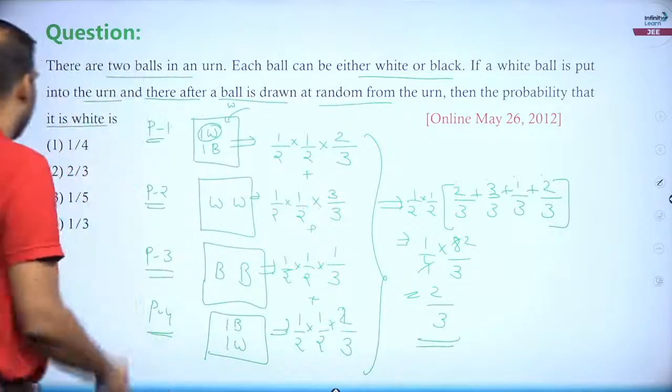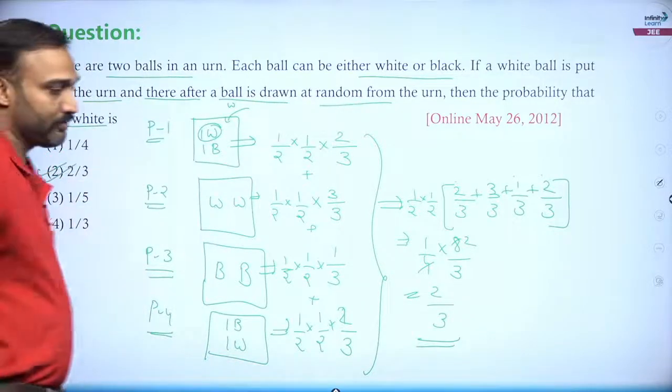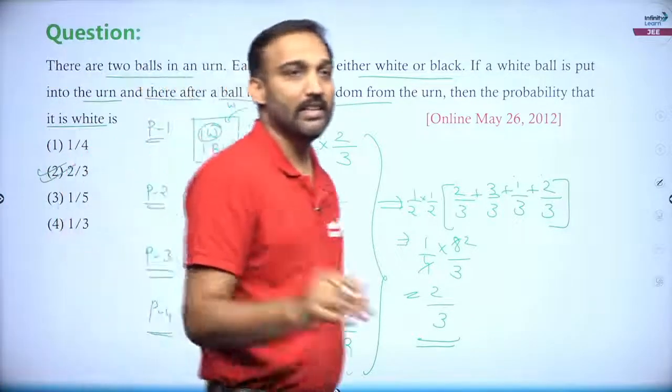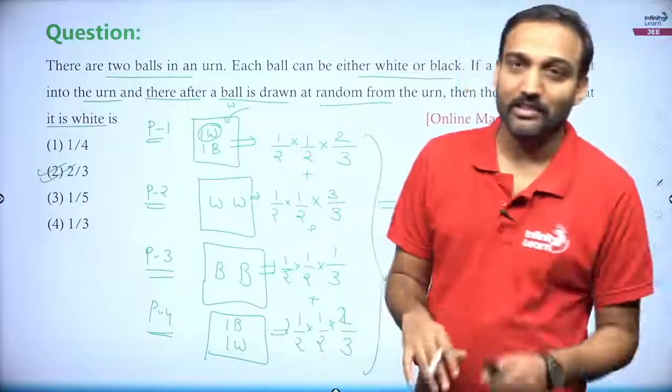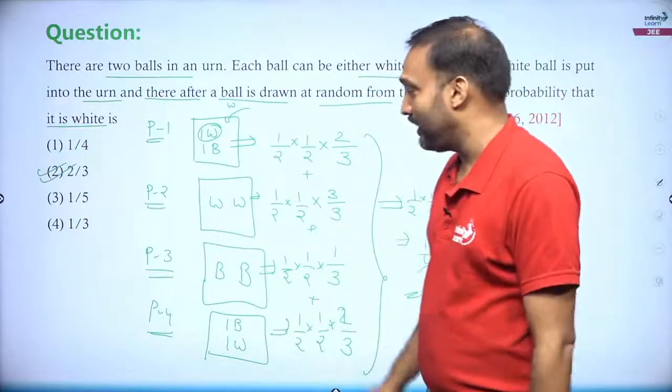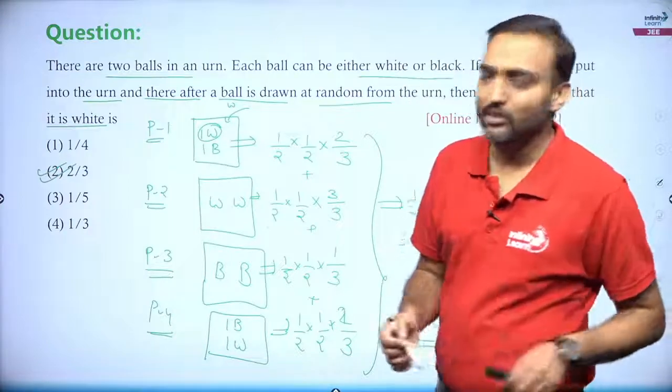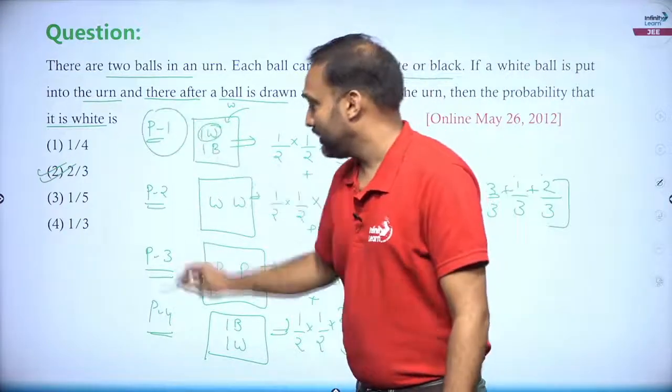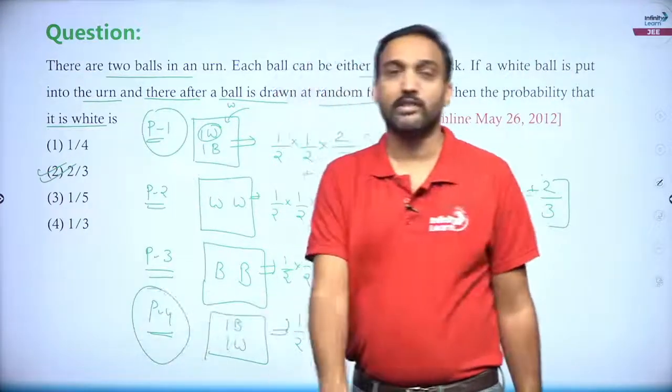So we got 2 by 3 as the answer. So your final answer would be option B, that is 2 by 3. Right guys? So in such kind of questions, the most common mistake that kids make is they don't consider these two events as two separate possibilities.